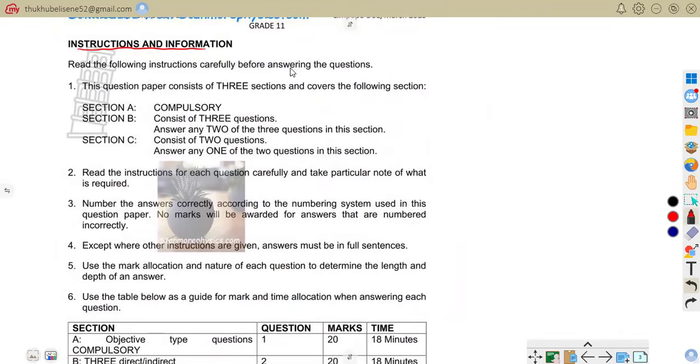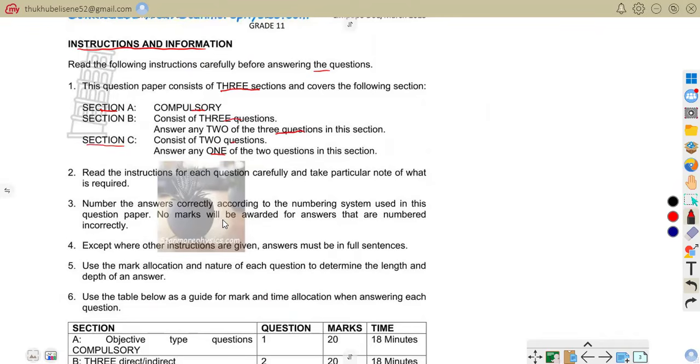Read the following instructions carefully before answering the questions. This question paper consists of 3 sections. Section A is compulsory. Section B consists of 3 questions, and you are to answer only 2 of the 3 questions in this section. But as we are preparing, we are going to make sure that we answer them all. We also have Section C, which we are going to do later in the next presentation. It consists of 2 questions, and you are to answer 1 question.